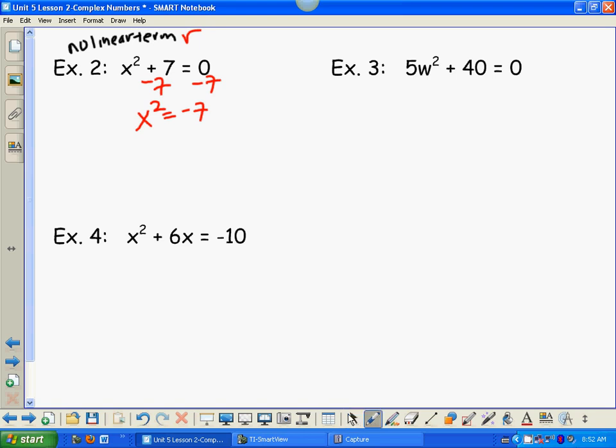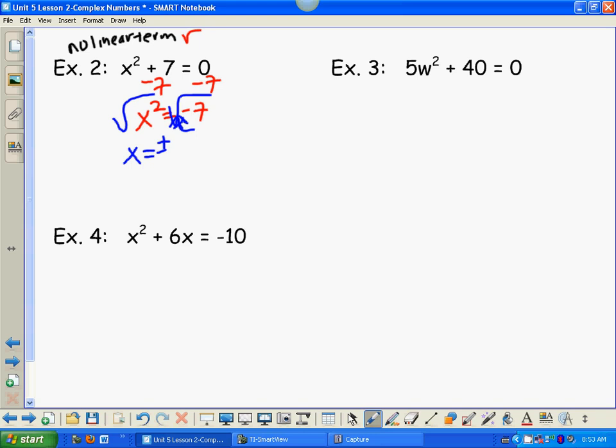I have isolated what's being squared, so I'm going to take a square root of both sides. Again, the problem is I have a negative underneath a square root. That negative is the key for imaginary solutions. Mrs. Knopp is not going to, on a test, say, hey everybody, remember when you have a negative underneath the square root, you have imaginary solutions.